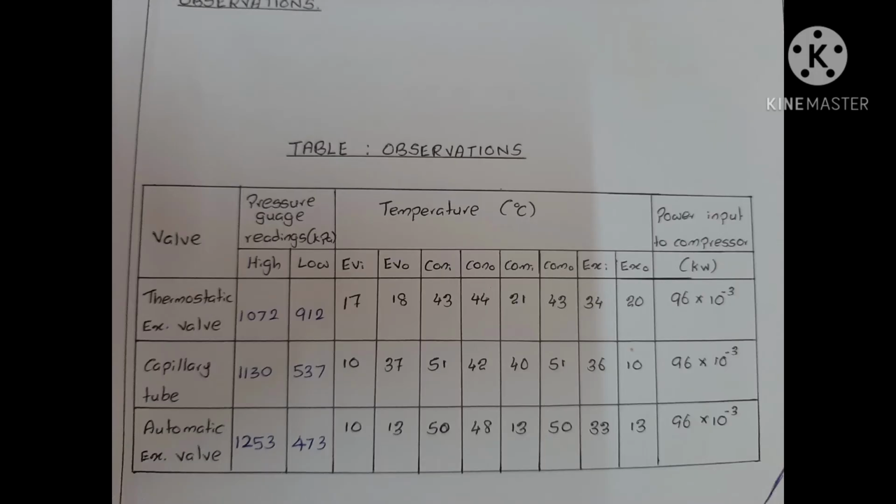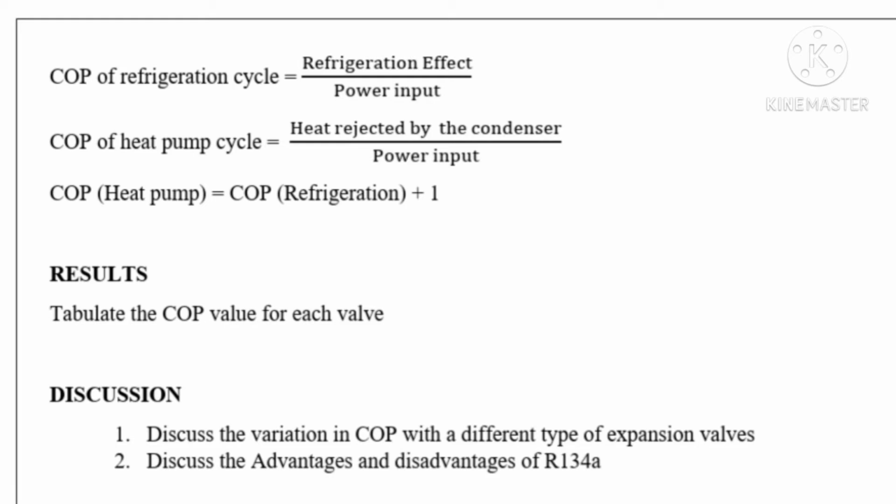Now let's see about the lab report submission. In your lab report, you have to write the introduction and theory, and there should be a calculation for each type of expansion valve. You have to tabulate the results. Then you can differentiate the function of the different types of expansion valve. Then you have to answer the discussion questions. This is the end of this practical. Thank you.